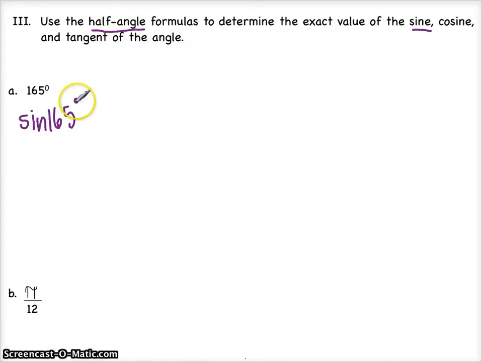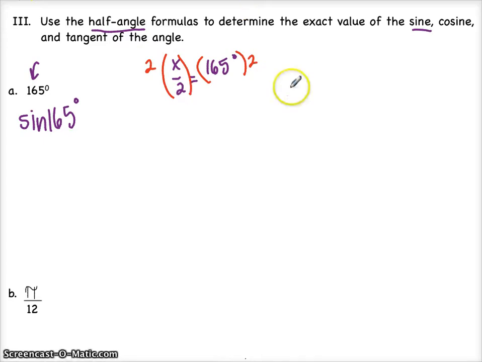So when we're using a half angle formula, this angle represents the half angle. So we know that our half angle is equivalent to 165 degrees. If our half angle is 165 degrees, then we would also need to solve for the whole angle. In order to solve for the whole angle, we would multiply both sides by 2. And our whole angle is 330 degrees.